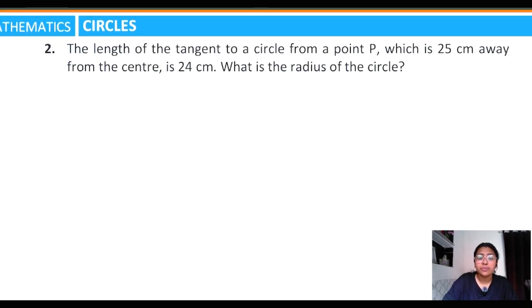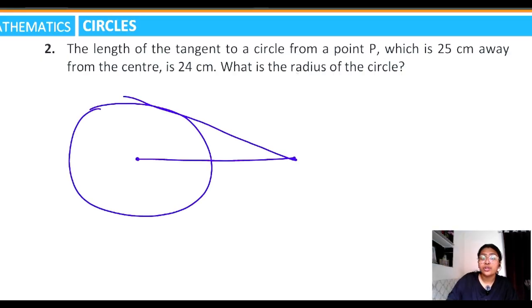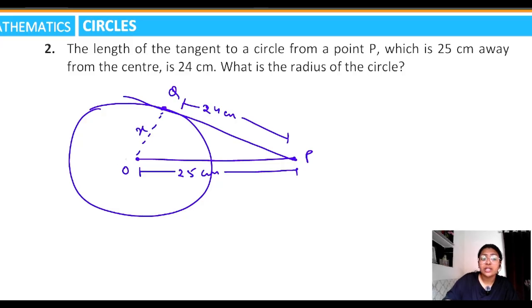Yes, try to make the figure by your own. The length of the tangent of a circle from a point P, which is 25 centimeter away from the center, is 24. There is a circle. The point P is 25 centimeter away from the center, and the length of the tangent, let this be the point of contact, is given as 24 centimeter. We need to find out the radius. Let the length of the radius be x.